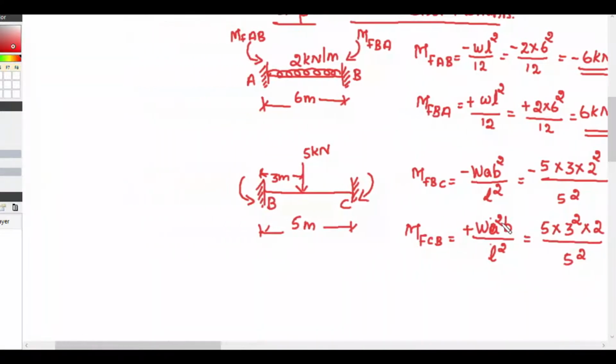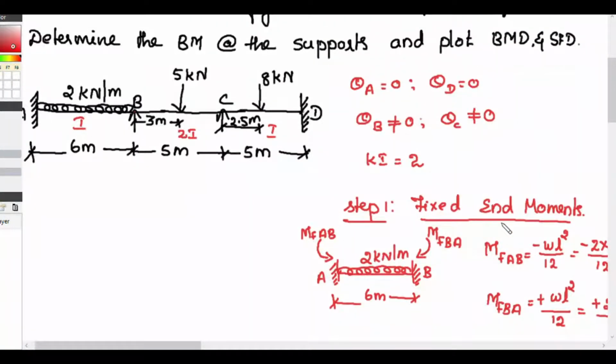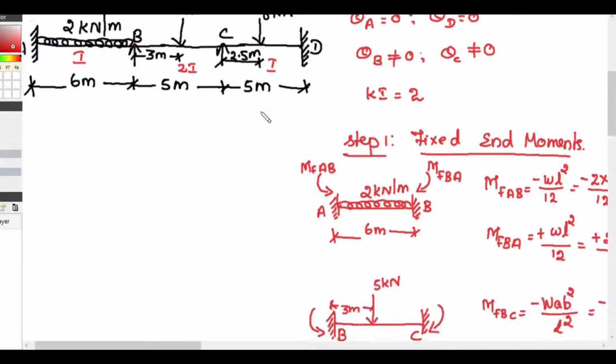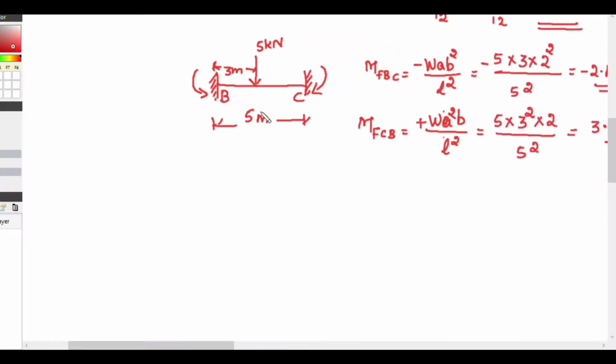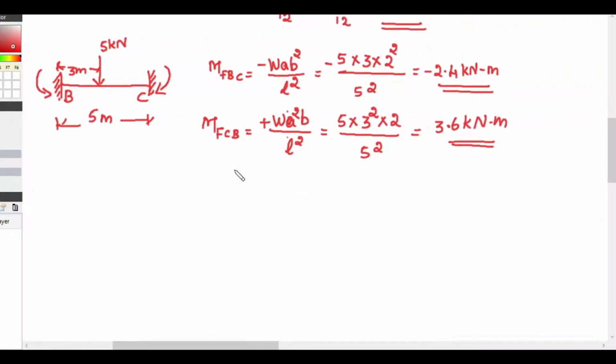Now we have one more span, that is span CD. So span CD is 5 meter and we have a concentrated load of 8 kilonewton at the mid span. So we will find the fixed end moments for this span, that is span CD. So span CD, we have an 8 kilonewton load at a distance of 2.5 meter from C, and the span length is 5 meter.